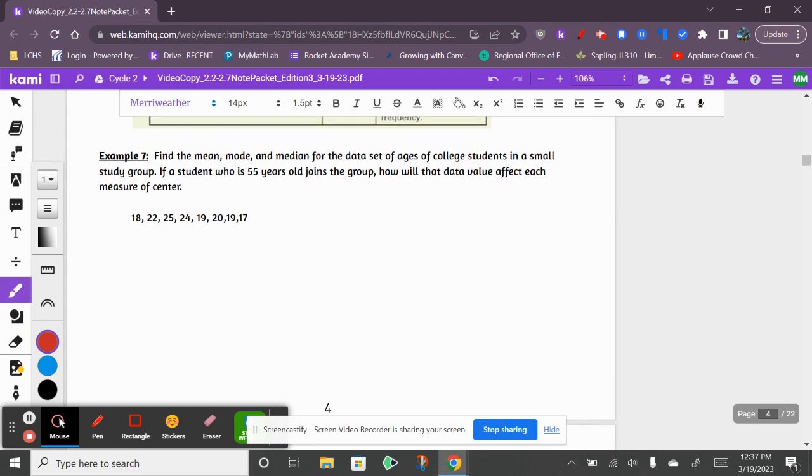So for example 7, it says, find the mean, mode, and median for the data set of ages of college students in a small study group. And we're only going to do the first part. We're not going to worry about the second part of this. So we've got 17, 18, 19, another 19, 20, 22, 24, and 25.